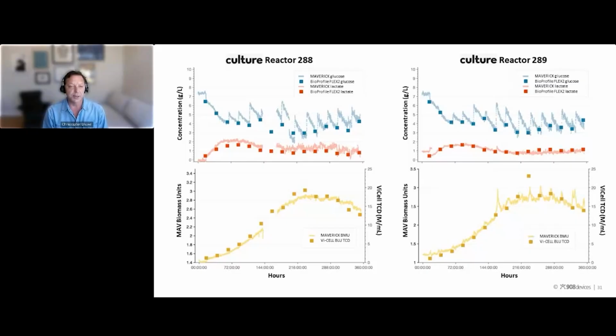So you can see the infrequent monitoring with the offline method, but as soon as you had a feed, Maverick was tracking the resultant step feed, just like you would expect. And lactate following along very nicely across those 2 reactors. And in terms of Maverick's biomass unit estimate, the biomass units tracked along very, very nicely with total cell density, which is what we would expect in both those reactions.